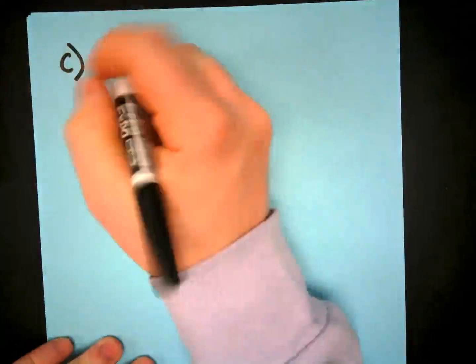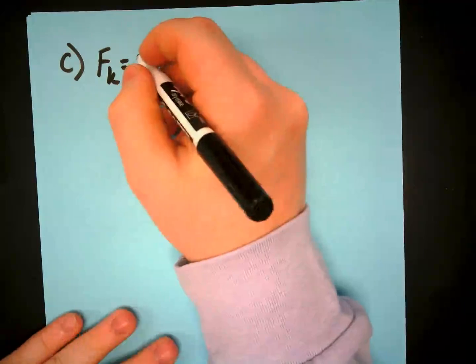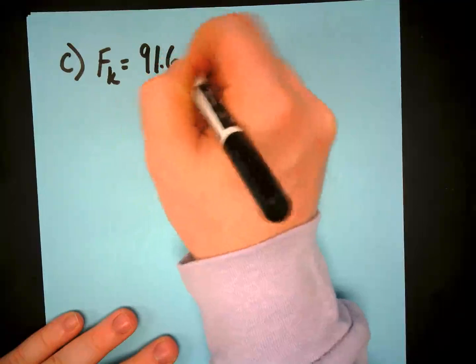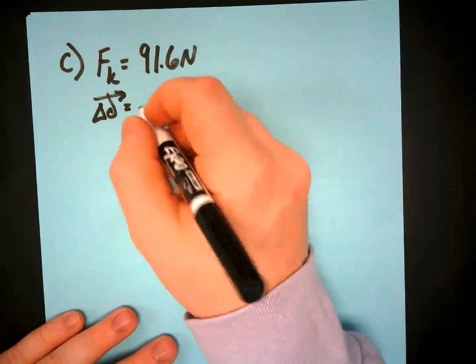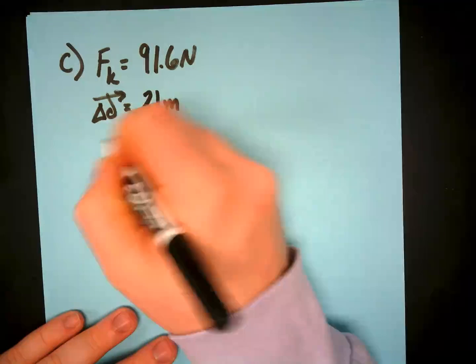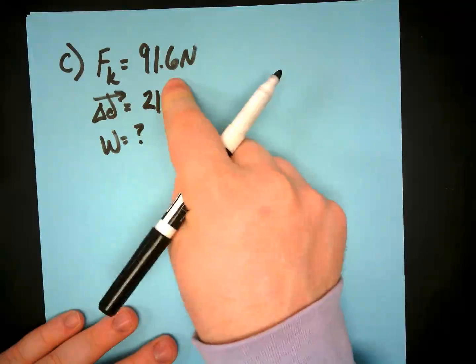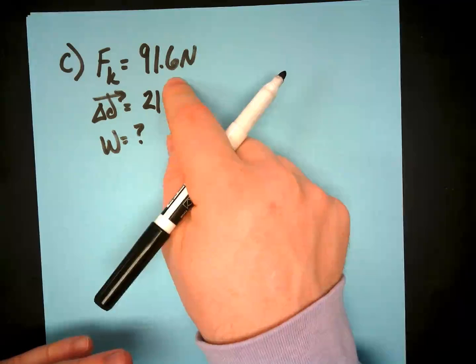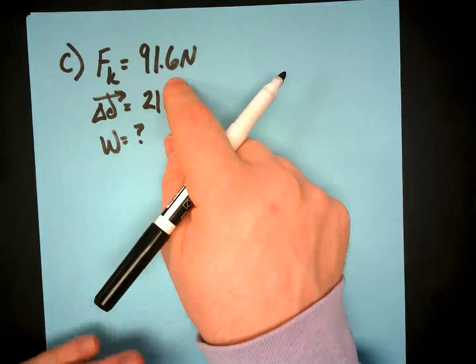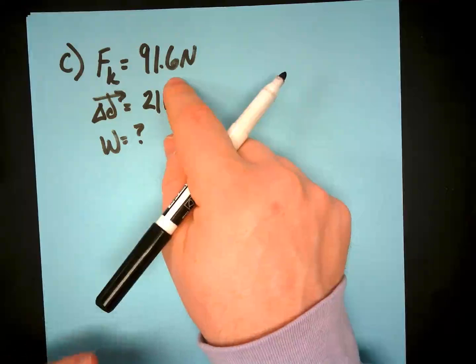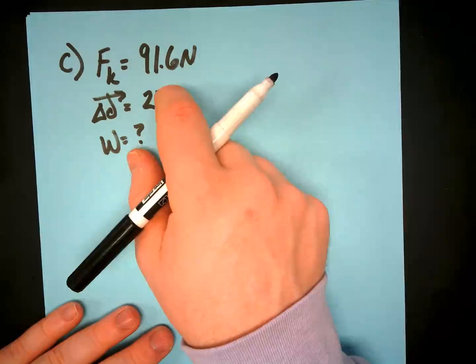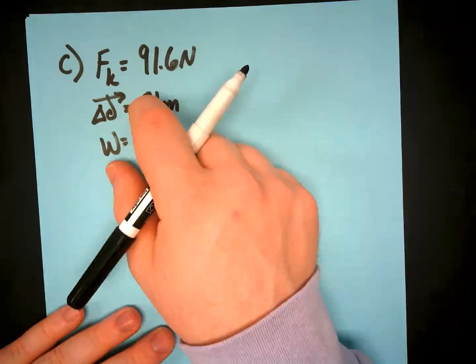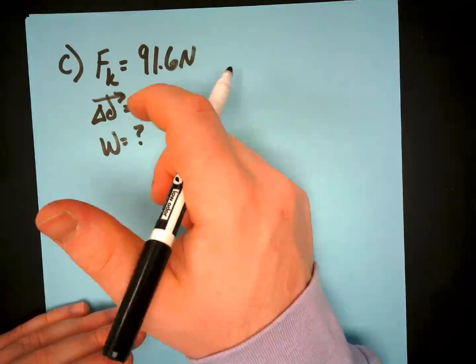So for C, we've got the kinetic friction force. We have the distance traveled, and the distance traveled in this case is 21 meters, and we've got to find the work. Now, the only thing is, remember, this is where it's getting into that weird positive work, negative work kind of realm. So yes, it is a friction force, but what is the positive direction here? Positive direction arguably is the direction in which the sled is moving.